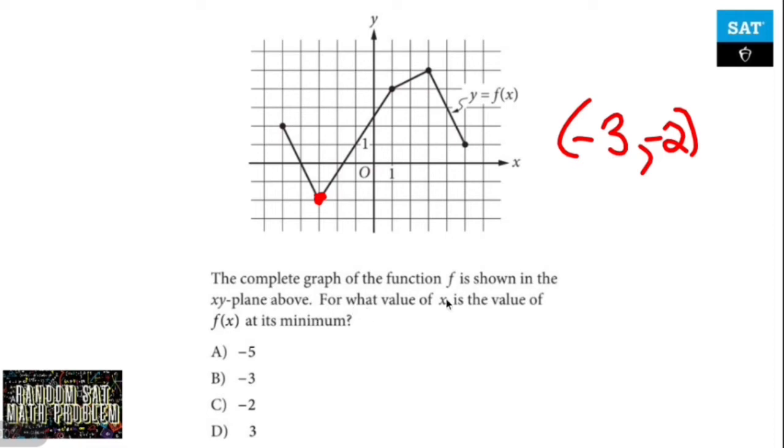What is the value of x going to be at its minimum? Well, the x value is -3, and the y value, or the f of x value, is going to be -2. So the trick behind this problem is they're expecting a lot of people to say that the answer is going to be -2 because, quote, the minimum is -2, which is true, but it happens at x equals -3. So be careful.